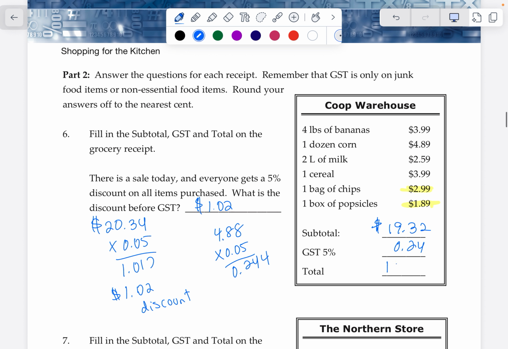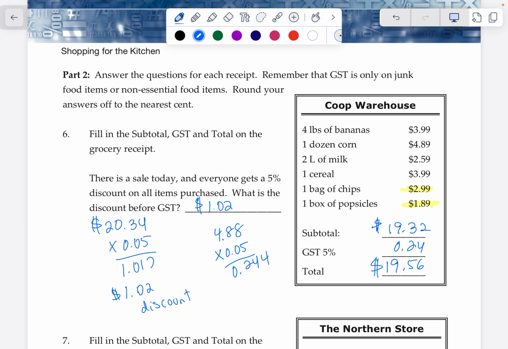Okay, so you have to be very mindful of how they've asked the question. What is taxed, what is not. Usually, as far as non-essential foods, essential foods would be meat, produce, bread, eggs, milk, things like that. So if you bought pop, if you bought chips, popsicles, those wouldn't be essential. You didn't need those to survive, okay?